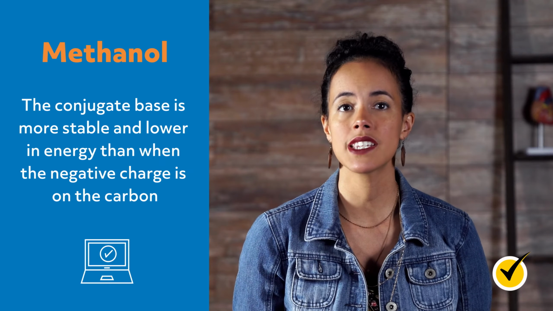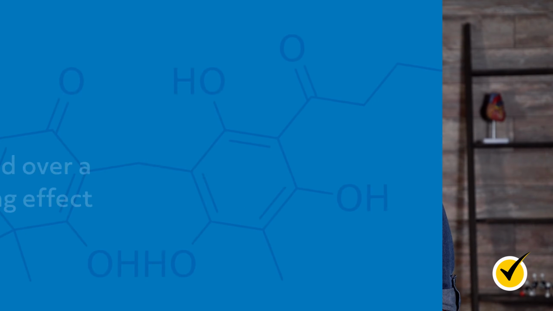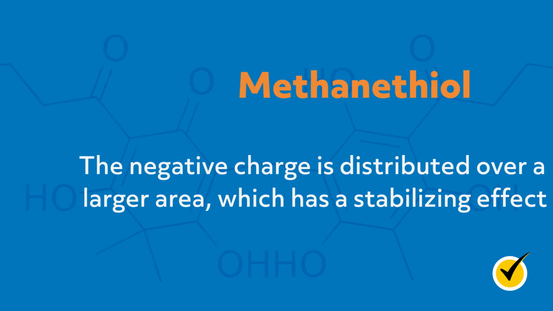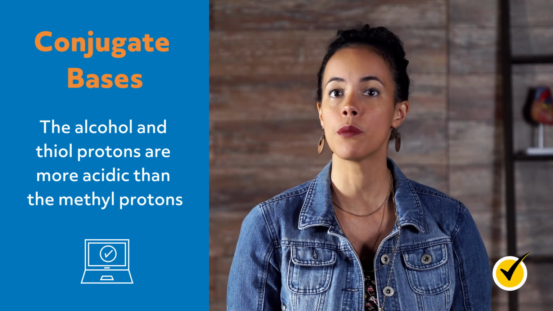On the other hand, if you remove the alcohol or thiol proton, the negative charge would be localized on the oxygen and sulfur, respectively. For methanol, because oxygen is more electronegative than carbon, the conjugate base is more stable and lower in energy than when the negative charge is on the carbon. For methanethiol, while sulfur and carbon have the same electronegativity, the negative charge is distributed over a larger area, which has a stabilizing effect. This is because sulfur is a larger atom than carbon. Thus, because the conjugate bases are more stable when the negative charge is localized on the oxygen and sulfur, the alcohol and thiol protons are more acidic than the methyl protons.